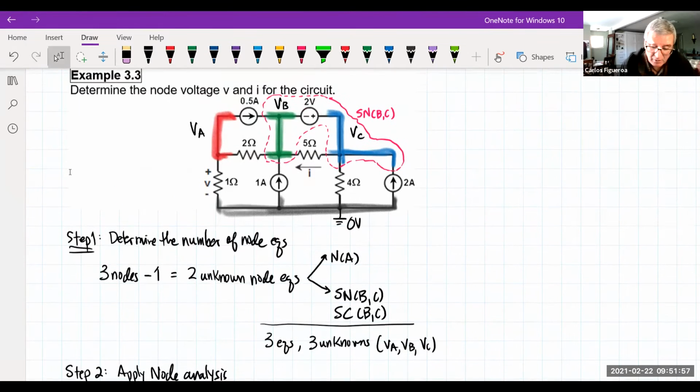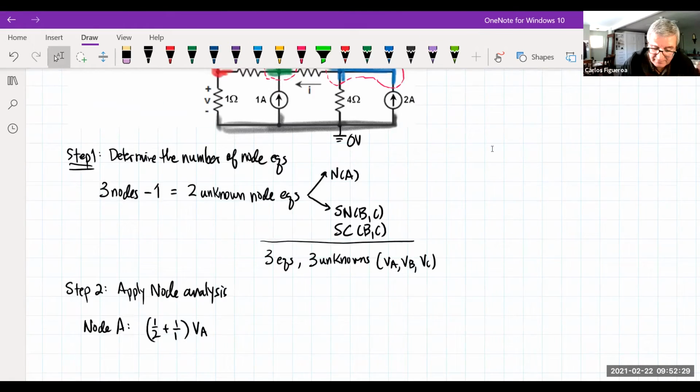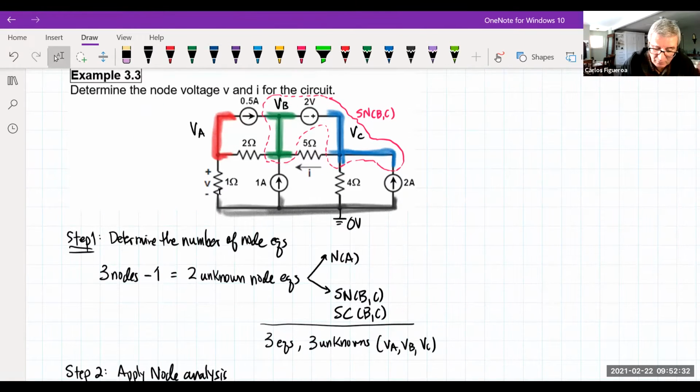So I look at node A, and if you look at node A, there are two resistors connected to node A. I have 1 and 2, and then I have a current source that's flowing out. So let's go write this here then. So here I go. So I have node A. So I have two resistors. I have the 1/2 plus the 1, and that's my VA, right? There's the 2 and the 1.